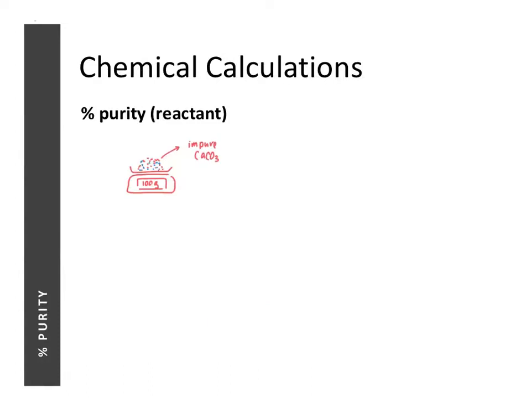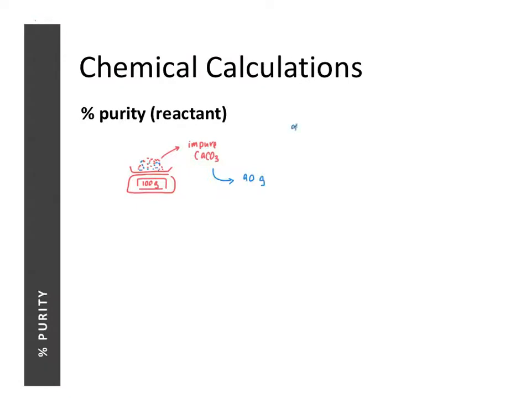Now the next term that we're going to look at is called percentage purity. Now imagine if I have a sample of impure calcium carbonate, right? Meaning calcium carbonate contaminated, mixed with something else. Alright, and the total mass of this pile of solid is 100 grams. Okay, now based on some subsequent experiments, I found out that out of this 100 grams of impure calcium carbonate, only 90 grams is actually calcium carbonate.